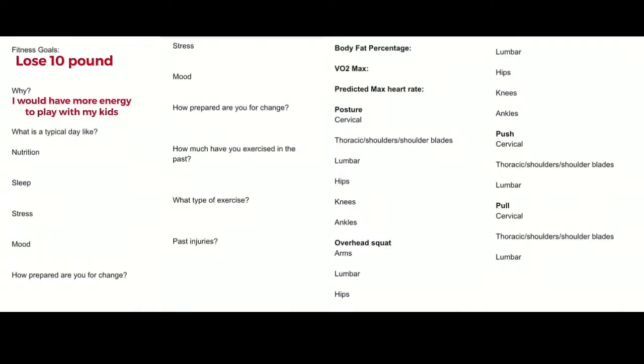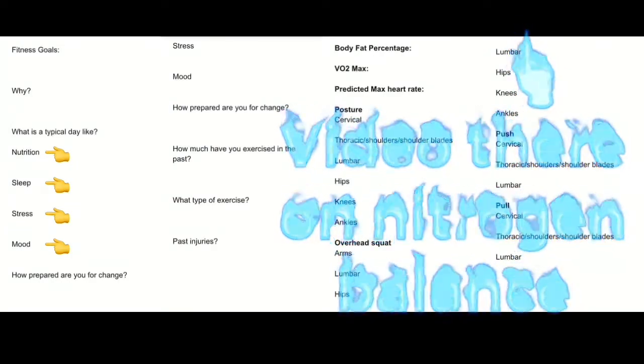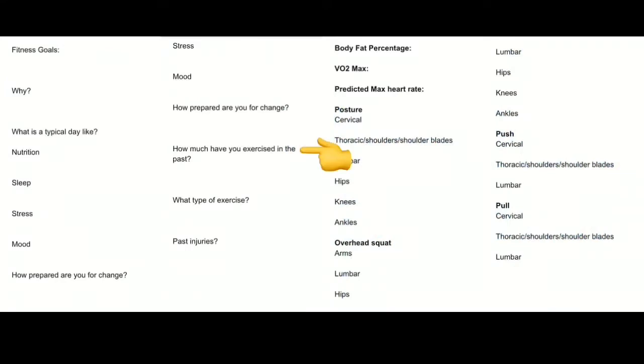And they might say, I would have more energy to play with my kids longer. So then I'll usually ask them, correct me if I'm wrong here, but it seems like you also want to increase your VO2 max, and that's one of your fitness goals, because it'd really help you out a lot with that. Then I usually ask them what a typical day is like for them, to get information down about their nutrition, sleep, stress levels throughout the day, and mood, because those things can have a huge effect on energy balance and nitrogen balance.